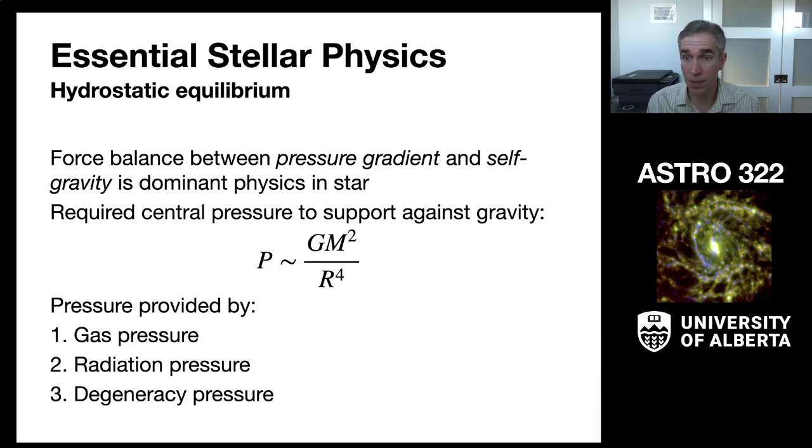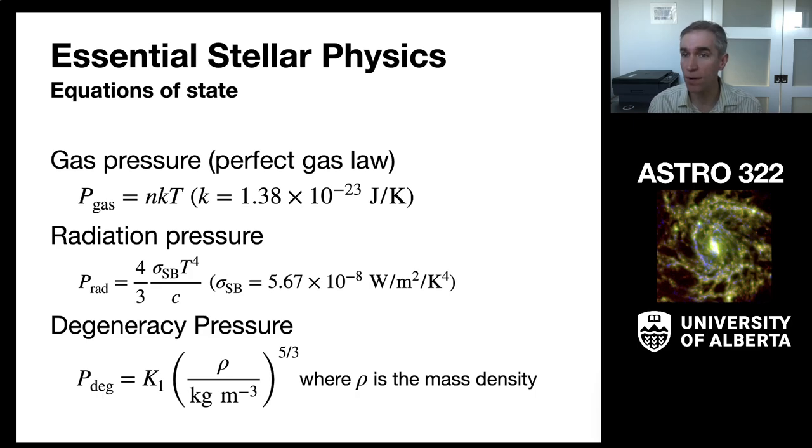And we can do a simple derivation, as is laid out in your book, to argue that in order to not collapse, a star must provide a central pressure P that is of order, that's what the squiggle is, G times the mass of the star squared over the radius of the star to the fourth power. So G M squared over R to the fourth. And that pressure has to be provided by something. Typically in stars, we'll provide it by gas, radiation, or degeneracy pressure. These are all forms of pressure that arise from different states, and they have different equations of state, which is how you take the state variables of the system, such as the density and the temperature, and turn it into a calculation of the pressure.